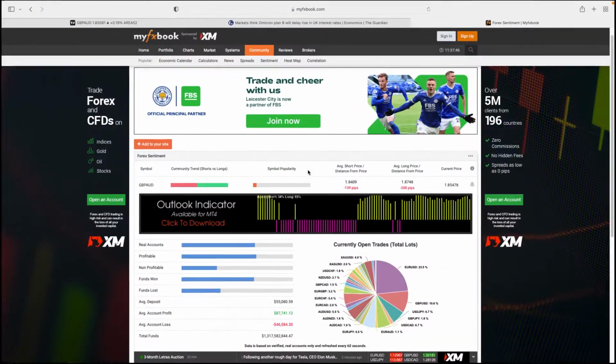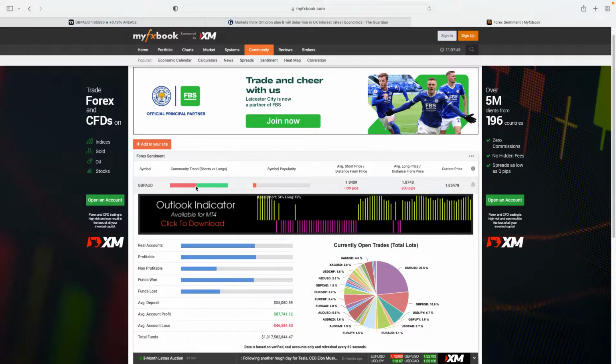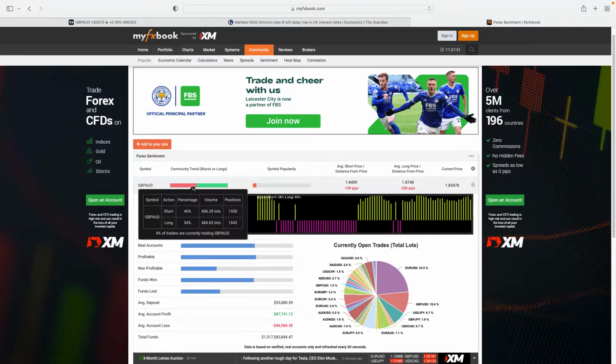Now having a look at the sentiment data, we can see over here how 46% of the retail traders are short and 54% of retail traders are long. And trust me, you always want to be on the opposite side of what this report is saying. So if you have higher retail traders being long, you most likely want to look for selling opportunities.